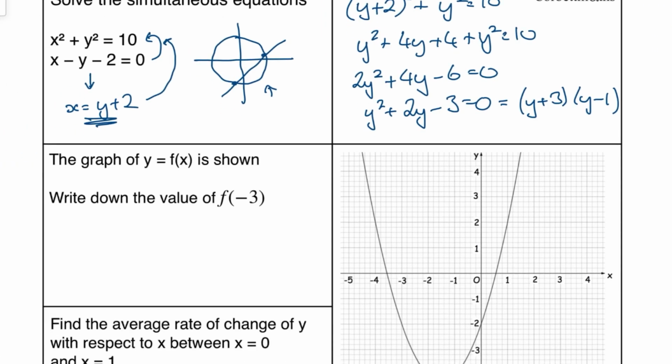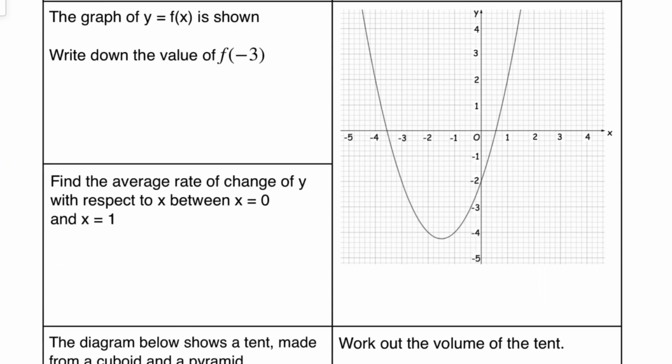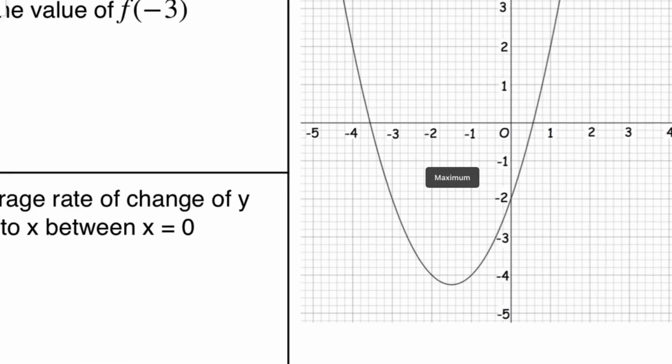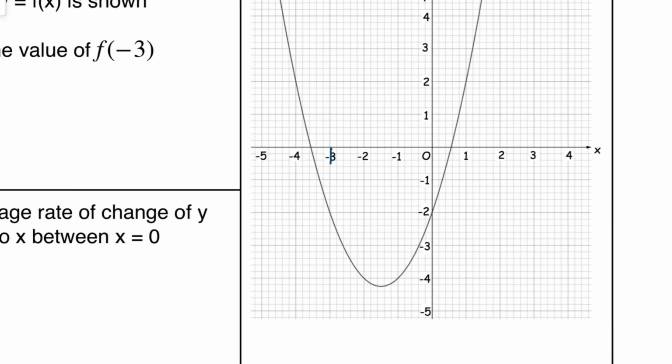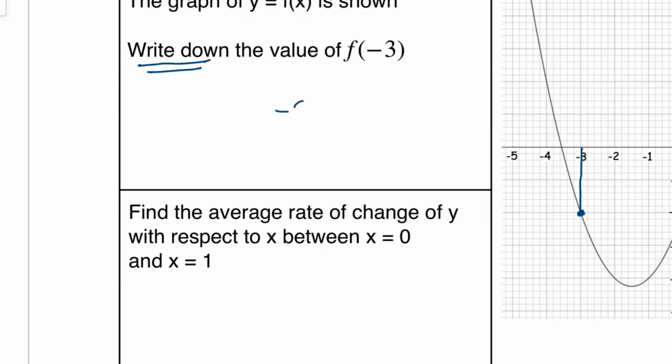Good. Next question. The graph of f of x is shown. I presume that's a graph on the right. Write down, maths code 4, you shouldn't have to do a lot of maths. Write down the value of f of minus 3. Oh, this is clever. Okay, so f of minus 3 means I put minus 3 into the equation. Just zoom in. So minus 3 into the equation gives me this value here, which is a nice round number actually, which is going to be minus 2.